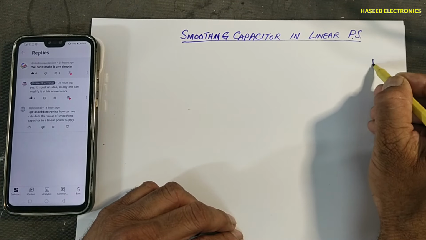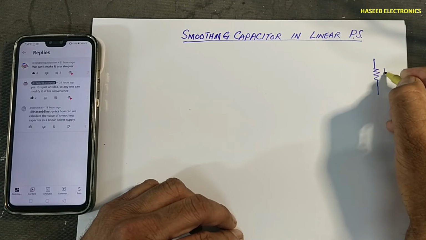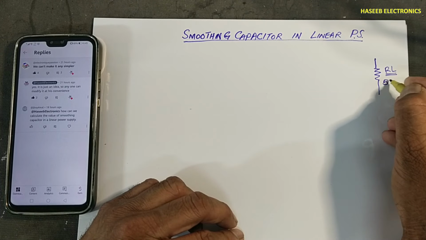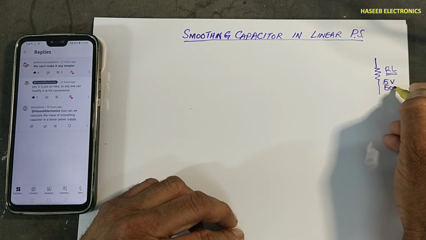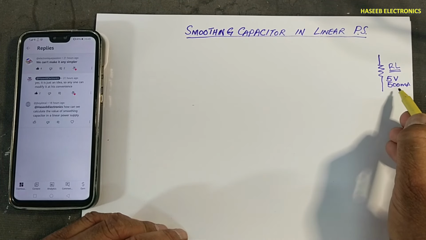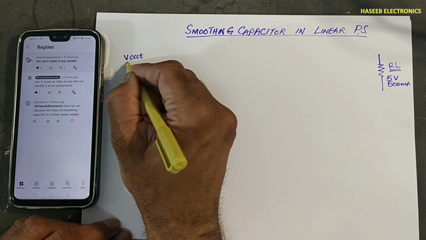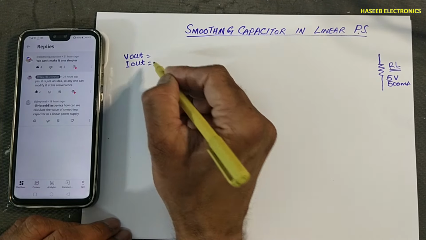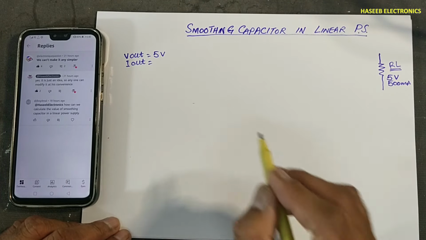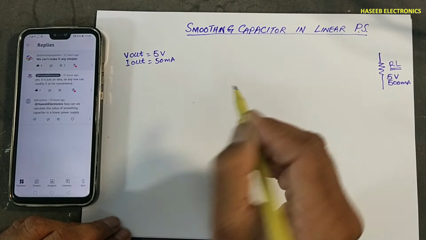For example, I need a power supply to drive this RL. This load resistance needs 5 volt, 500 milliampere. To take a good value for this calculation, this is our V out, I out, load voltage and load current. 5 volt, we need regulated 5 volt. Current 500 milliampere, that is maximum current.